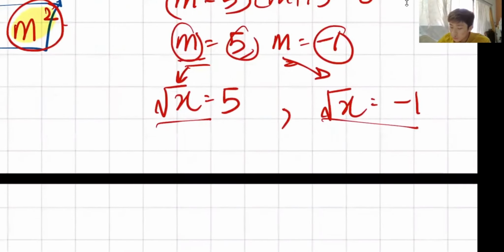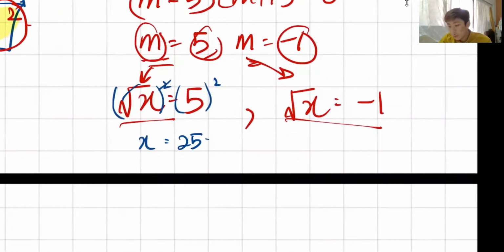So square root x equals 5. How do I solve it? I square both sides. What do I get? The square and square root will cancel. You're left with x equals 5 squared, which is 25.